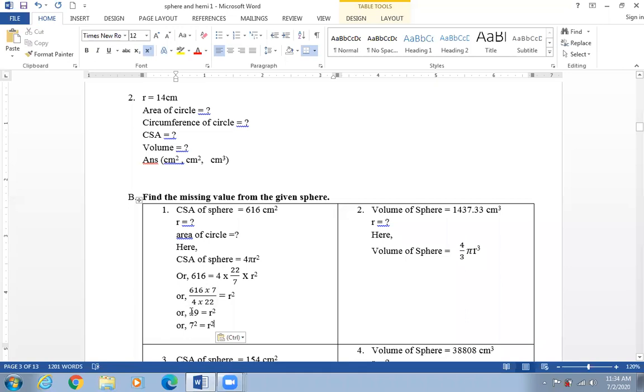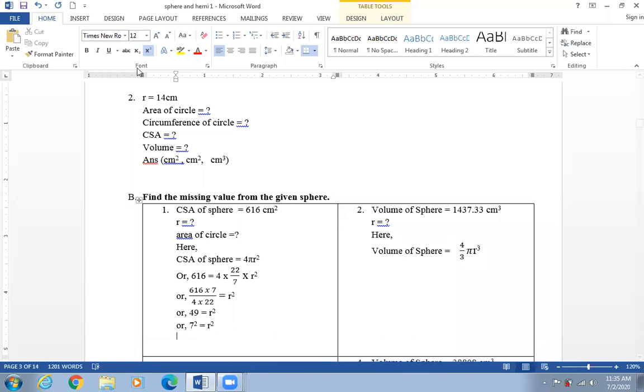You'll get 49. Otherwise you can do it like this also: 616 into 7 divided by, and put the bracket 4 into 22, bracket close. You will get 49 again. So square and square will be cancelled. Finally, therefore, r is going to be equal to 7 centimeter.